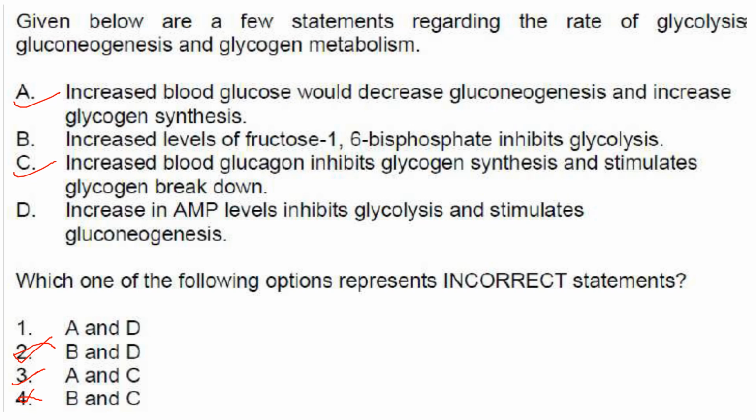D. Increased AMP level inhibits glycolysis and stimulates gluconeogenesis. If there are high AMP levels, it means the cell has low energy. So that means glycolysis is getting activated to produce ATP. So D is incorrect.